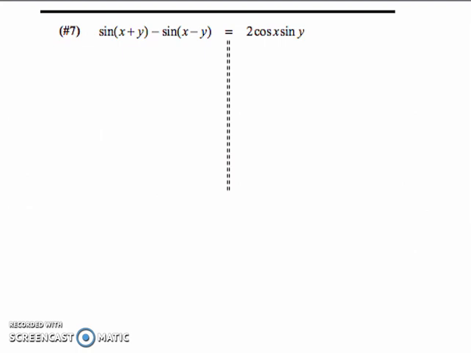All right, last example in this section. On the left side here, I've got sine of x plus y minus sine of x minus y, and that is equivalent to 2 times cos x sine y. So basically, we are just going to be manipulating our formulas. We're going to start with sine of x plus y. So sine of x plus y can be written out as, again, just using my identity sheet, sine x cos y plus cos x sine y. Okay, that's my sine of x plus y.